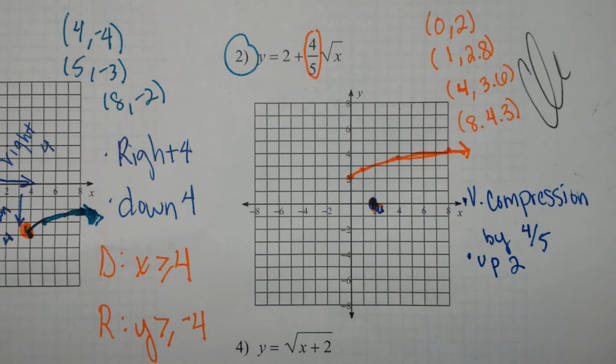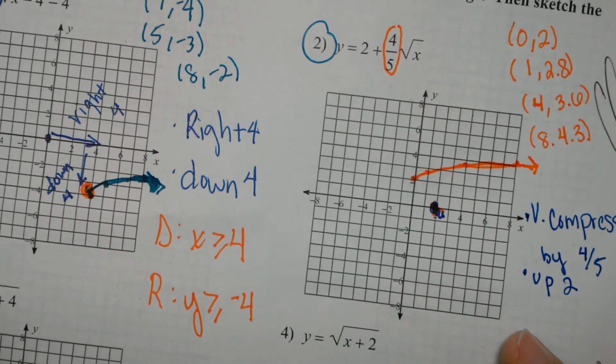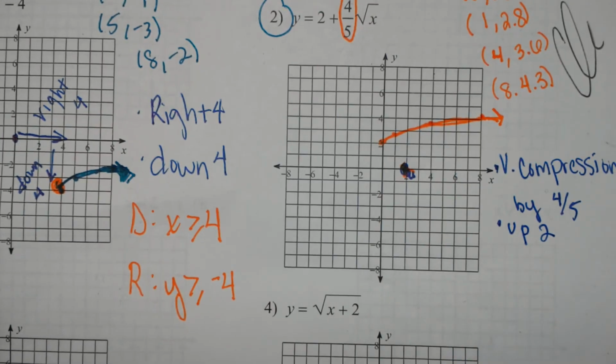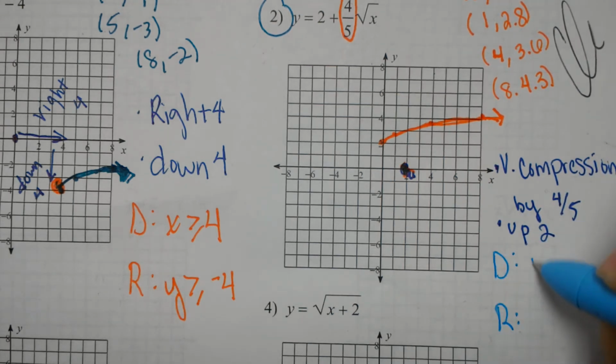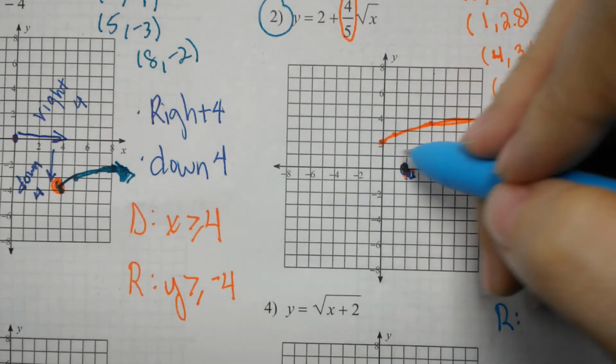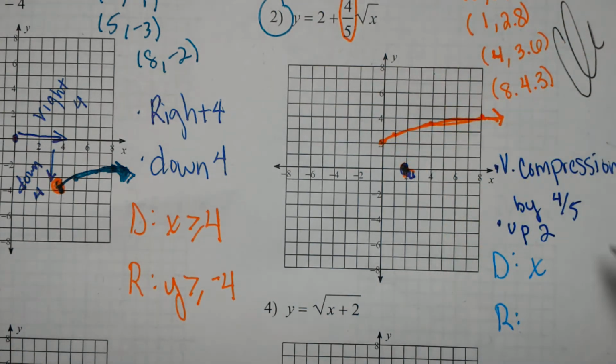And then for my domain and range, x started at 0, y started at 2, and x is increasing, it's moving to the right, so x is greater than or equal to 0. You can find that in the table. You just look at your x values, they're increasing. And then your y values are also increasing. So the range is y greater than or equal to 2.